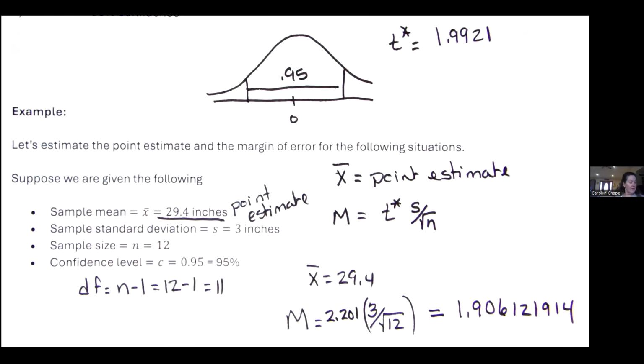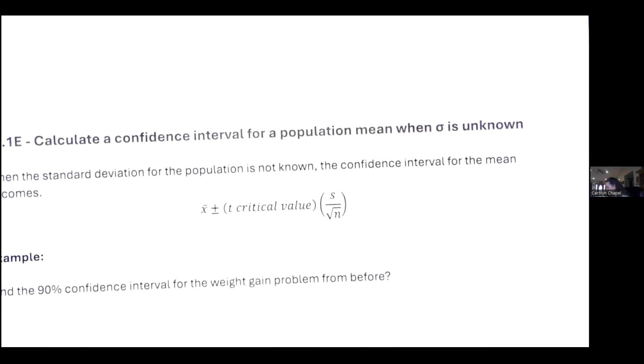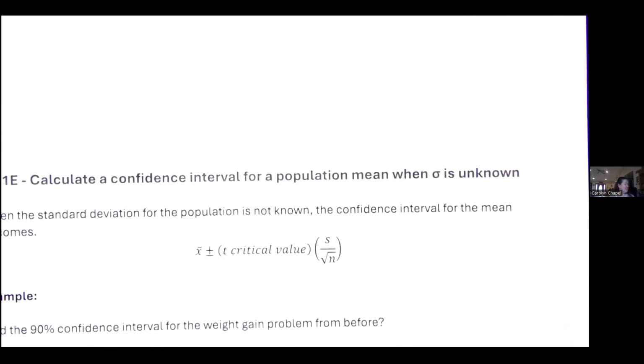So now we have a way to get an interval based on this situation. Our center will still be at that 29.4, and we're going to go up and down the 1.906 to get our confidence interval. And that's what we're going to be doing next in a moment. But first, we'll do one more example here.